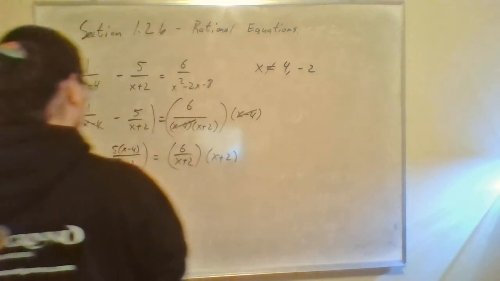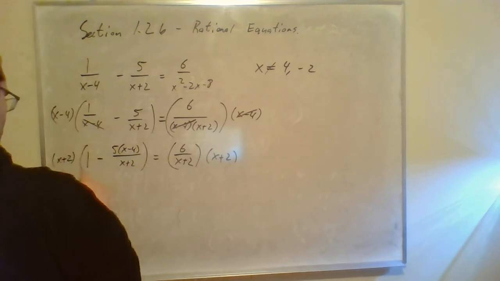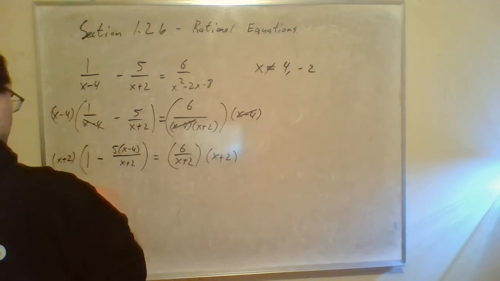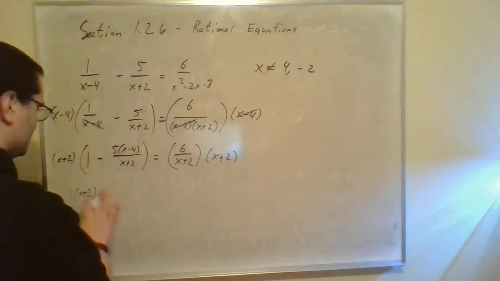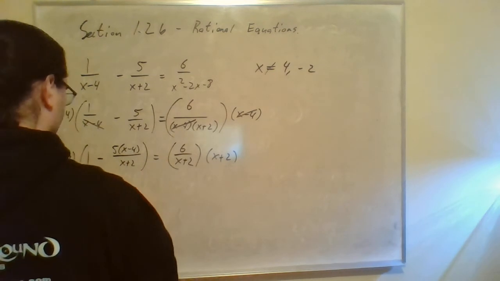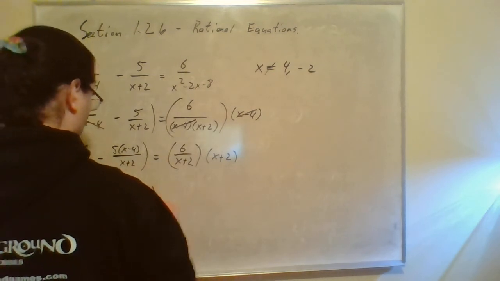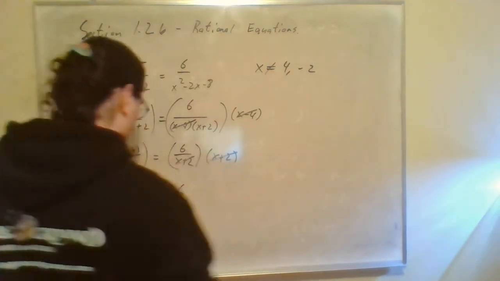X plus 2, x plus 2. So here we get 1 times x plus 2 equals, sorry, not equals, minus. Here they cancel and just give us 5 times x minus 4 equals, cancel, cancel, equals 6.